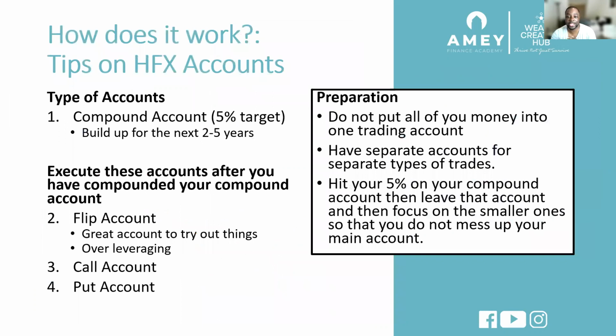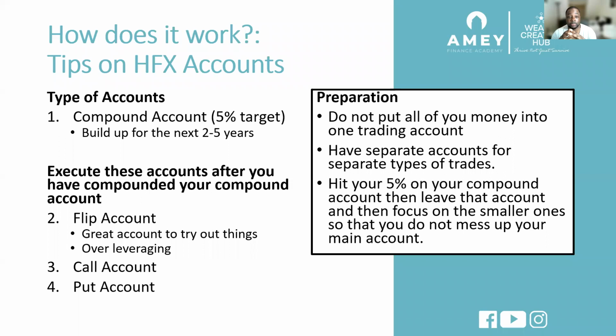When we talk about trading HFX, the most common thing people do is try to trade on one account. They do their compounding and their risky trades on one account. It's highly advised that you have separate accounts for different purposes. Your main account is going to be your compound account. You set your targets, such as a 5% target a day, and you continually build on this. Once you hit your 5% target, then you can use your other accounts.